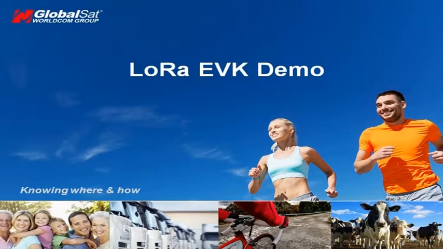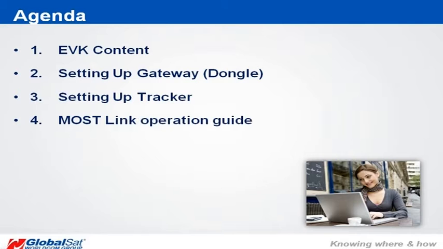It is our pleasure to deliver a video clip to introduce how to operate the Global Sets EVK. There are 4 parts: the introduction, including the inspection of the EVK, the setup of the gateway dongle, the tracker, and the operation of the M.O.S.T link. Then we can set up the work mode of the gateway, transmit the data from the tracker, and upload data to our interface, the ezfinder platform.